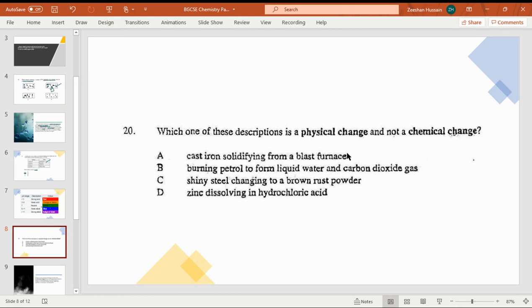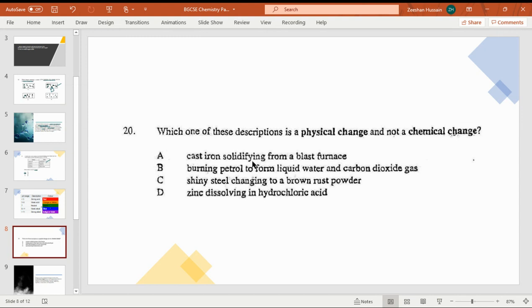So next question is, which one of these descriptions is a physical change and not a chemical change? Okay, that's very easy. Cast iron solidifies from a blast furnace. See, cast iron solidifying from a blast furnace. A blast furnace is a furnace in which we purify the iron.